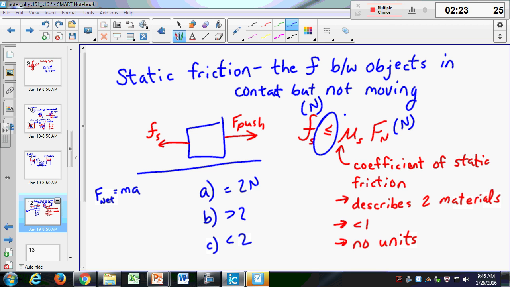Ask your neighbor what they put, okay? A lot of you have the wrong answer. Ask your neighbor what they put and think about that. I'm asking, what is the static frictional force on that table if I'm pushing on it with 2 newtons?